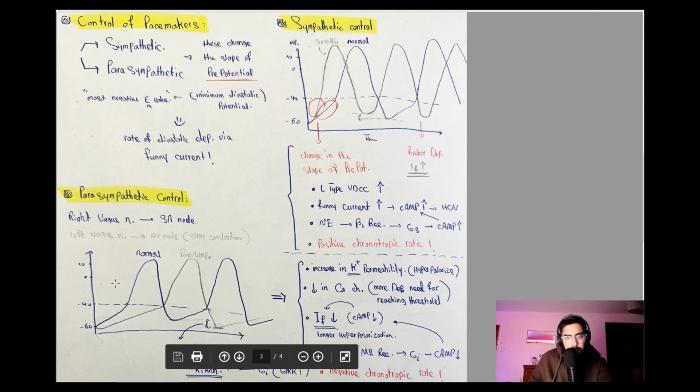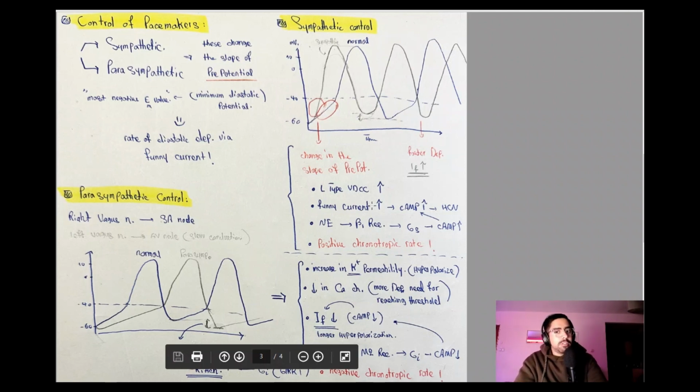So how do they work? As you see here, in the normal cell, we have hyperpolarization, action potential, and then hyperpolarization, and this goes all the way. So let's see how the parasympathetic, the one that I drew in black, works. I already explained that everything that happens with control of the pacemaker will mostly affect the slope of the prepotential, this funny current. So how do they actually work?